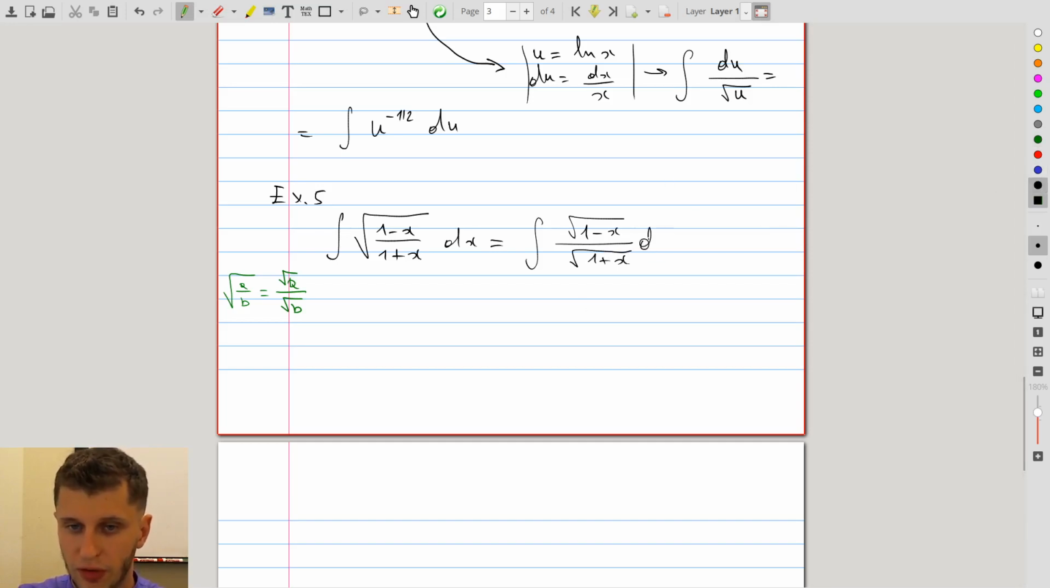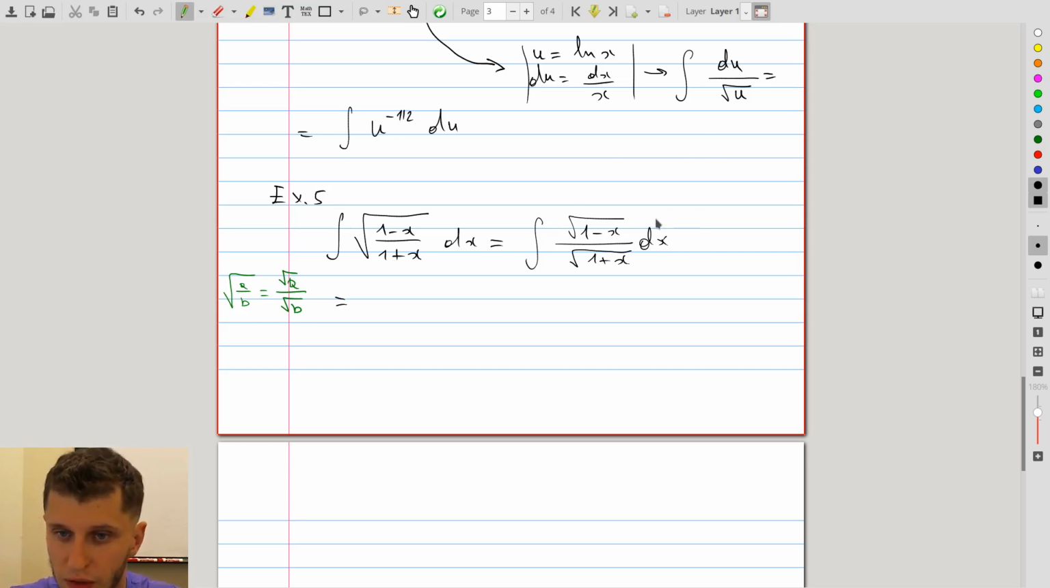Now, in view of this representation, notice that we could get rid of at least some of the square roots by multiplying numerator and denominator by, say, this square root here. We choose to do that because we have 1 minus x and 1 plus x under the square root, and so the product of these gives us a difference of squares.